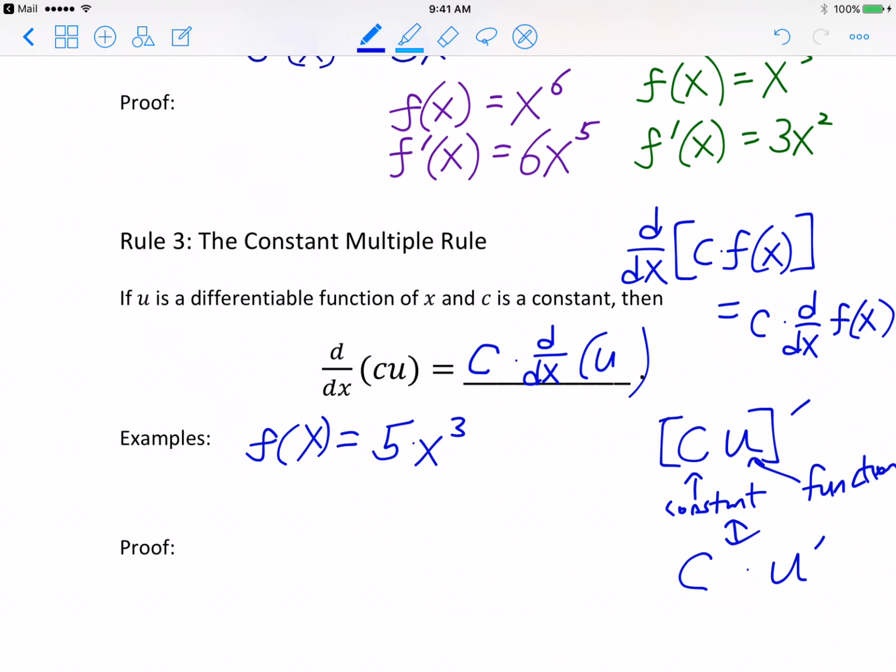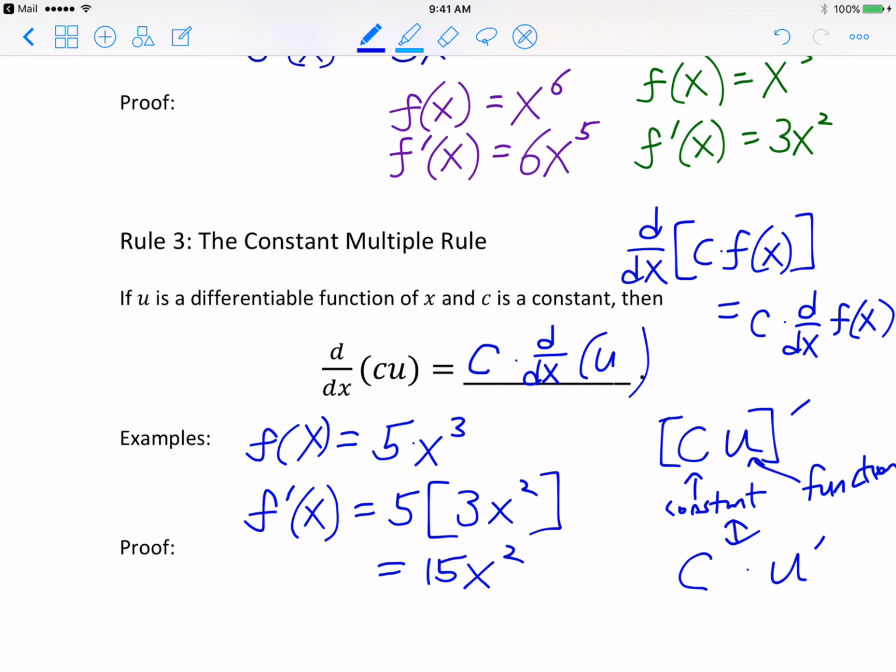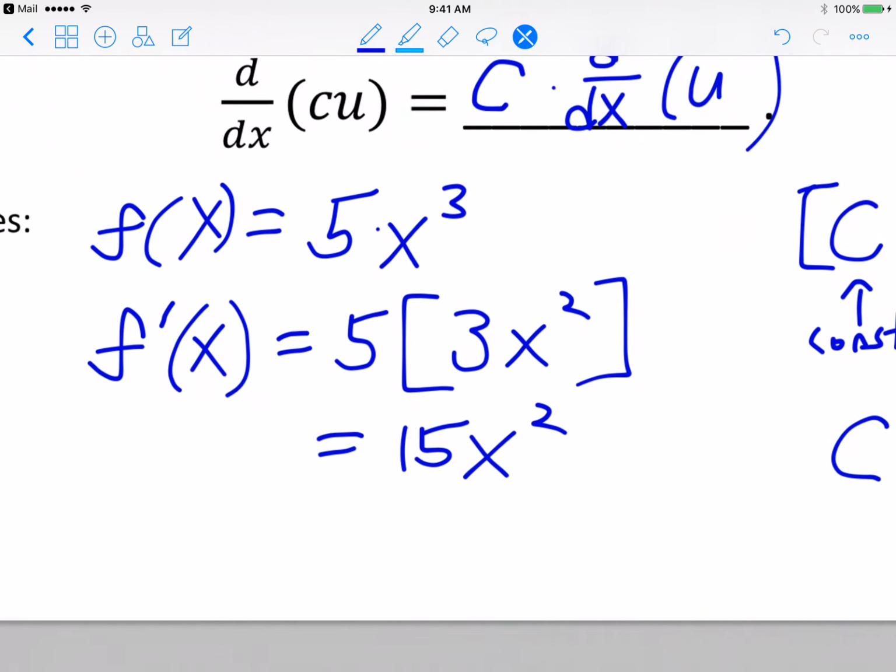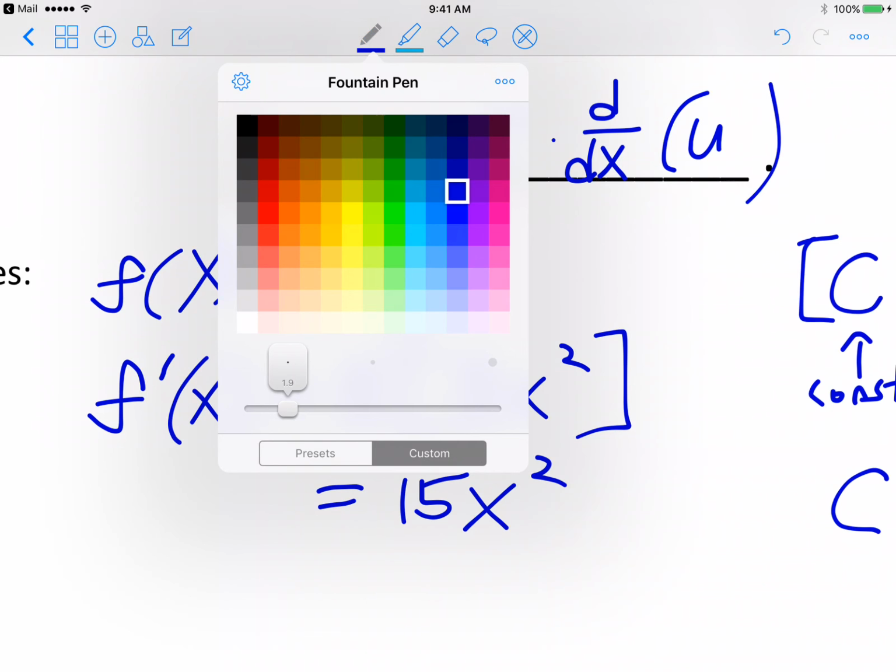Okay, so I'll give you an example of this case. Then if the function of x is defined to be 5x to the third power, then f prime of x would be simply 5 times the derivative of the function x to the third power, which would be 3x squared. Then you proceed to simplify that, which would give you 15x squared. Okay, let's take a look at this one. This is not a proof, but I'm going to give you more examples here.